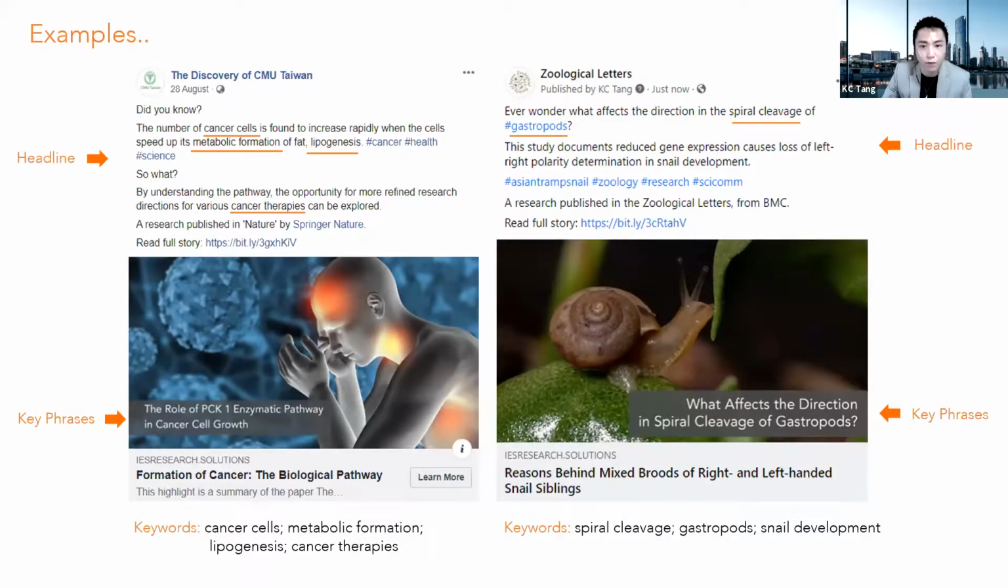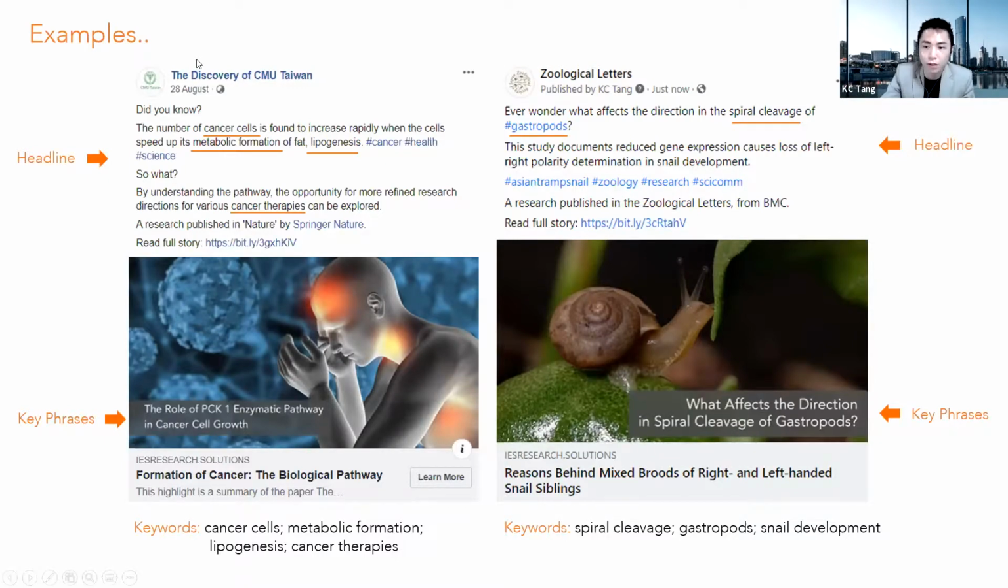But after you have a headline like this, the next thing is like, so what? I mean, people will be thinking, so what after I know this? So you could add in a part here, like, by understanding this pathway, the opportunity for more refined research direction for various cancer therapies can be explored. So we keep this as a bait for them to click on the link or the learn more button, and it will bring them to the IES story itself.